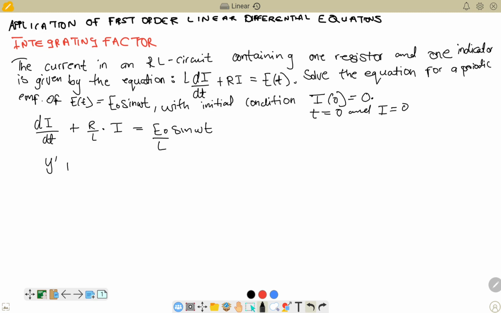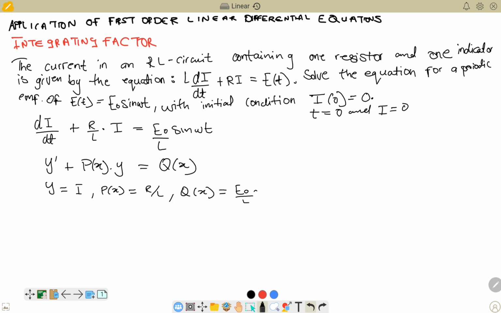So I can see that this is exactly the first order linear differential equation. We can see y is actually equal to I, and p of x is R over L, and q of x is E naught over L sine Wt.